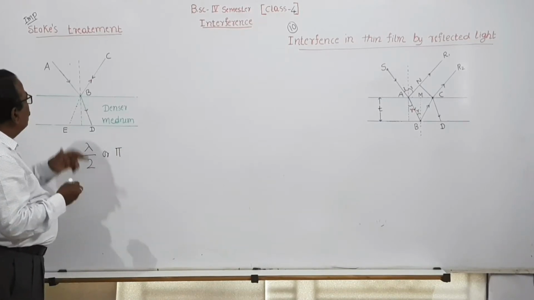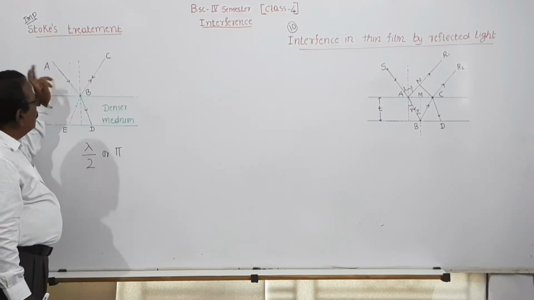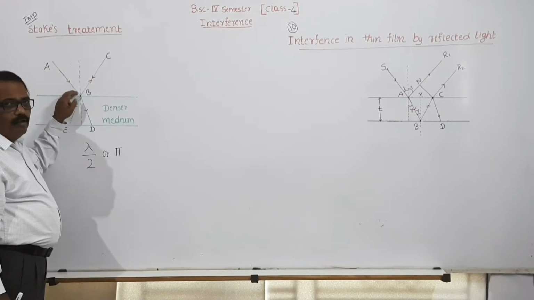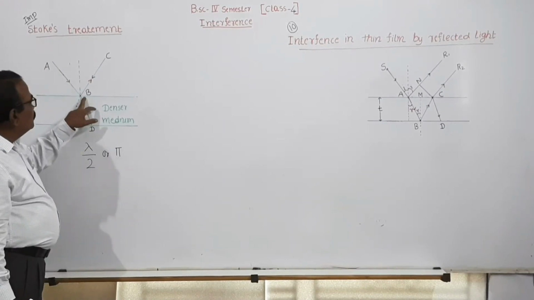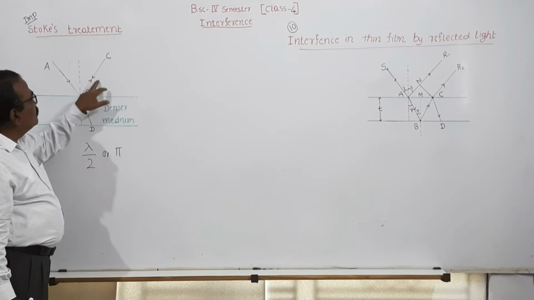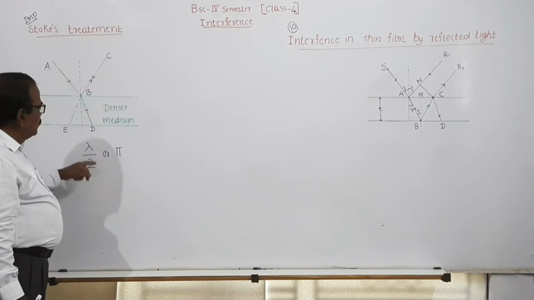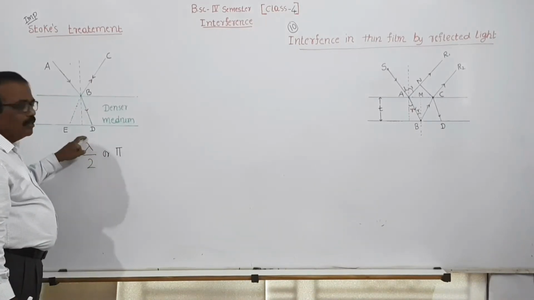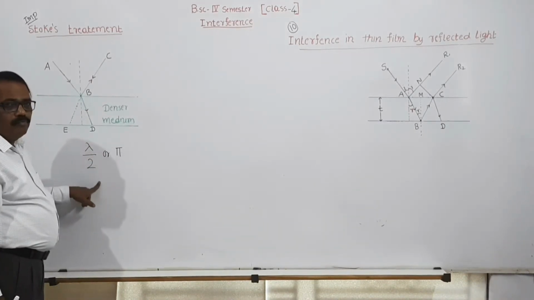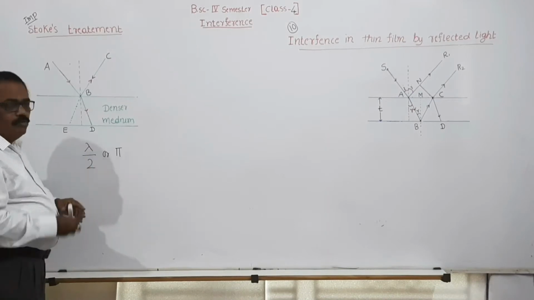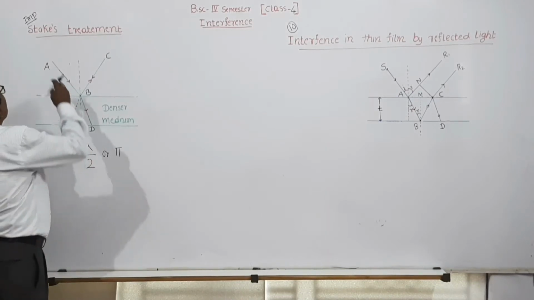So when a wave is traveling from the rarer medium to the denser medium and falls on the surface, this is the reflected wave. It is accelerated, meaning its path increases by lambda by 2. Now this we have to prove. This is important.